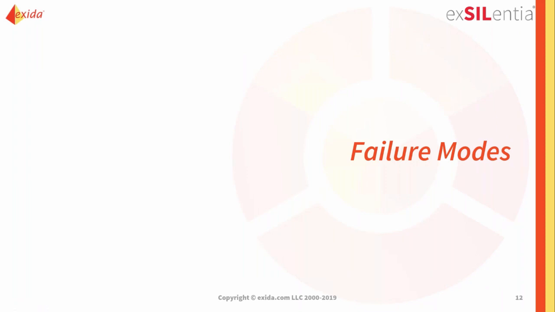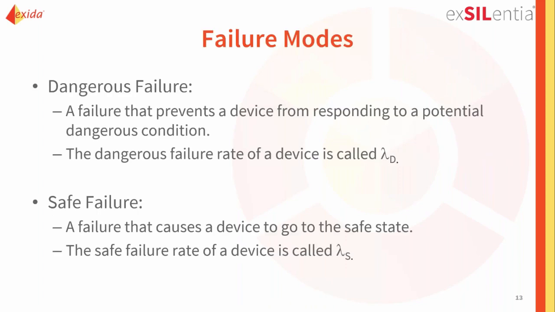So one of the things that we need to understand when we look at proof testing and reasons for proof testing is what the types of failures are. And within functional safety, we distinguish 2 key failure modes. We talk about dangerous and safe failures. A dangerous failure is a failure that will prevent a device from responding to a potential dangerous condition. And a safe failure is a failure that will cause a device to go to the predefined safe state.